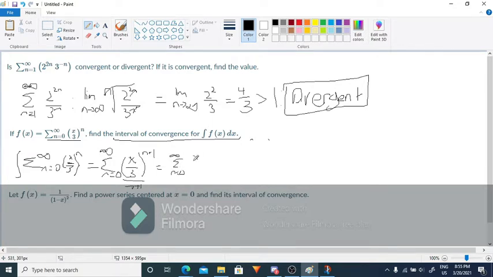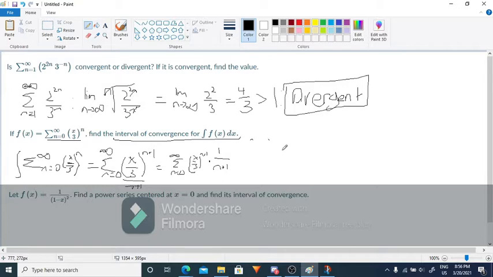I'll rewrite it as x over 3 to the n plus 1 times 1 over n plus 1. And so now all we have to do is find the interval of convergence. To find the interval of convergence, we'll do the ratio test, which, if you recall, is we will just plug in n plus 1 for every value of n, and then divide it by the original.